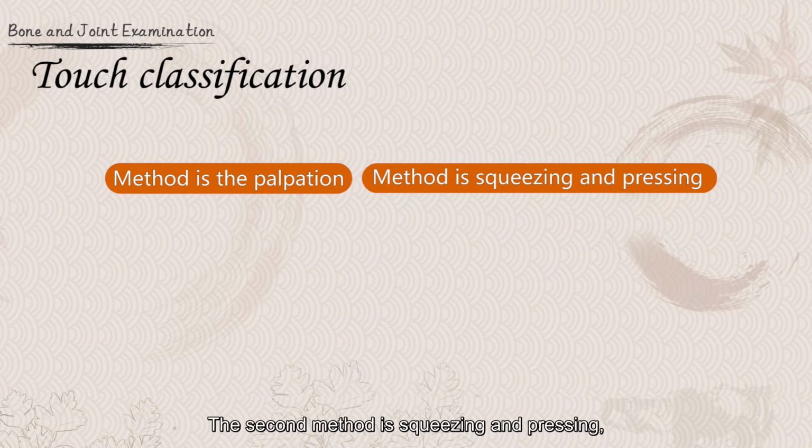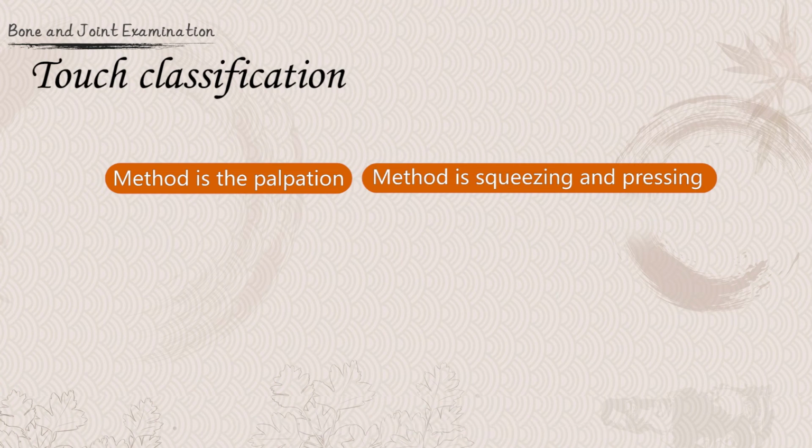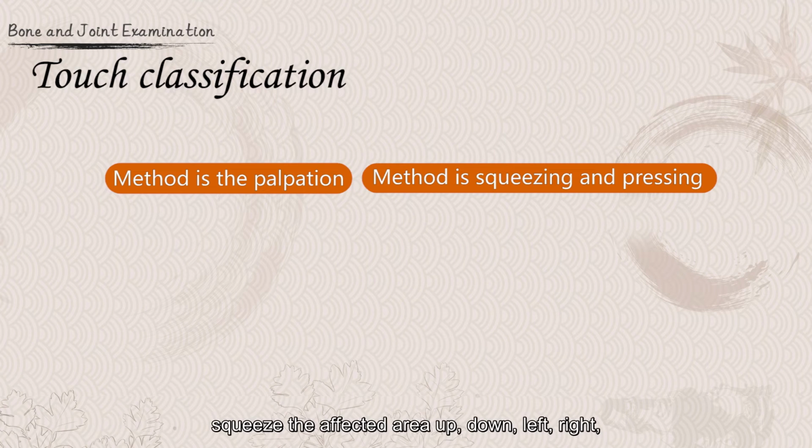The second method is squeezing and pressing, in which the palm or fingers are used to squeeze and press up, down, left, right, front, and back to diagnose whether there is local injury based on the conduction of force. However, it should be noted that too much squeezing and pressing should not be performed on the injury site when examining patients with tumors, infections, or skin damage.